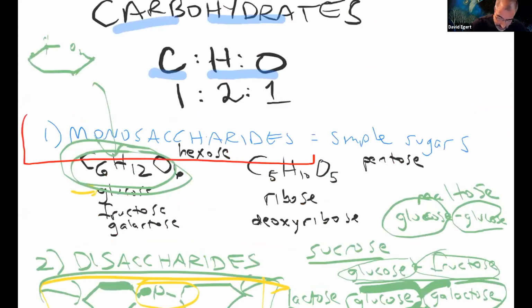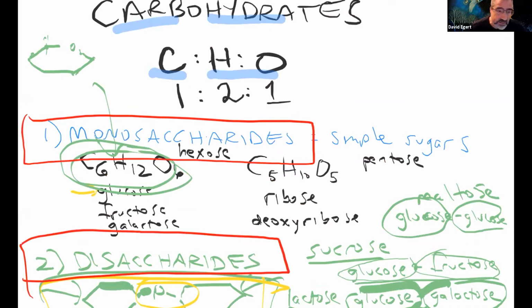So monosaccharides like glucose and fructose and ribose. Disaccharides, two of them connected together. Again, the most common one is sucrose, which is the main transport sugar in plants. So that's the main sugar we eat, either cane sugar or beet sugar or any of those. Lactose is also a disaccharide, milk sugar.